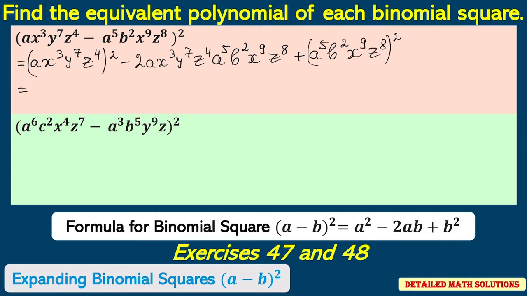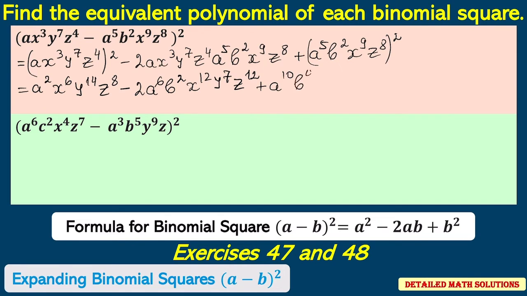This equals a squared x to the 6th power y to the 14th power z to the 8th power minus 2 a to the 6th power b squared x to the 12th power y to the 7th power and z to the 12th power plus a to the 10th power b to the 4th x to the 18th power and z to the 16th power.